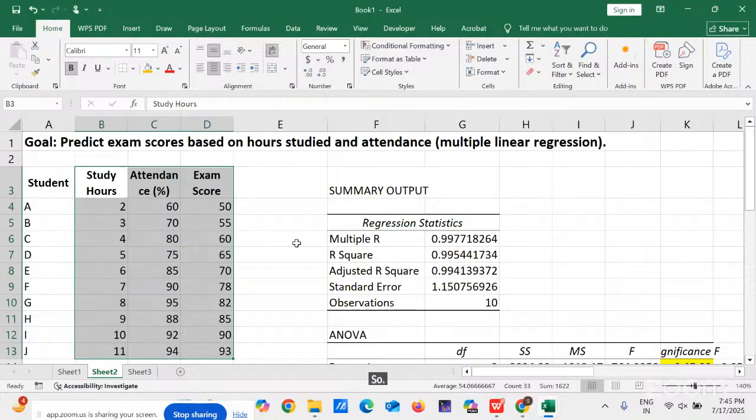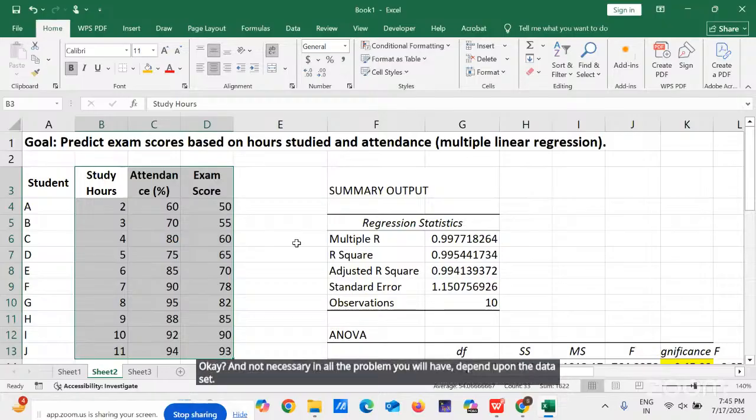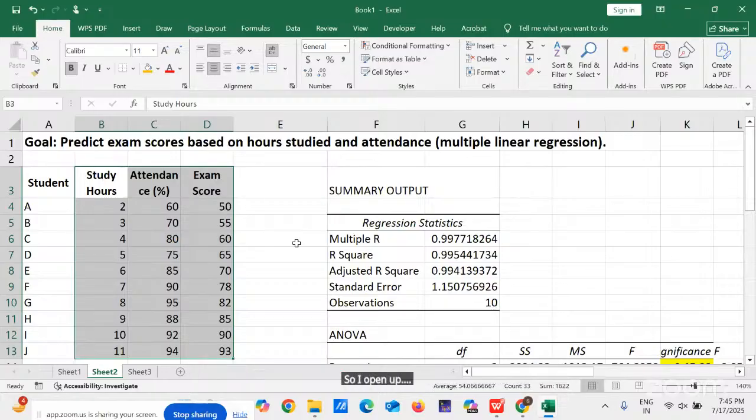So let me overall summarize what we have done. I would like to give a final summarization. Study hour is having a stronger impact compared with attendance. That is the difference you should identify. Not necessarily in every problem, it will depend upon the data set. So I hope in this session you have explored how linear regression can be used to analyze the relationship between the variables.